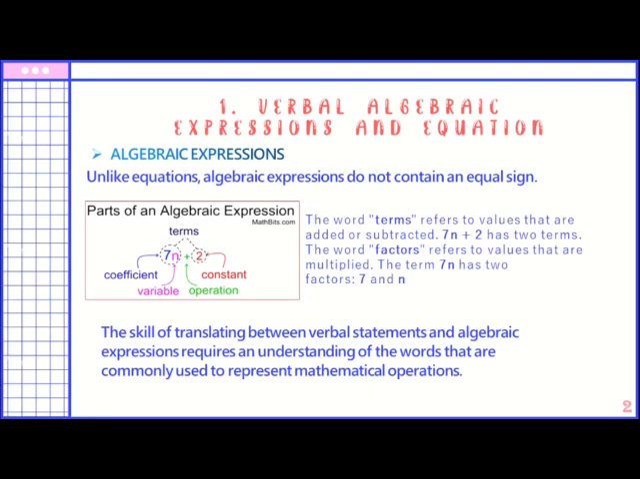The example 7n plus 2, that is a term, 7 is the coefficient, n is the variable, plus is the operation, and 2 is the constant. The word terms refers to values that are added or subtracted. 7n plus 2 has two terms. The word factors refers to values that are multiplied. The term 7n has two factors, 7 and n.